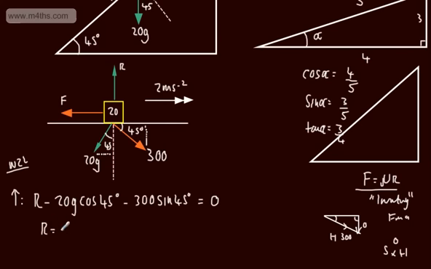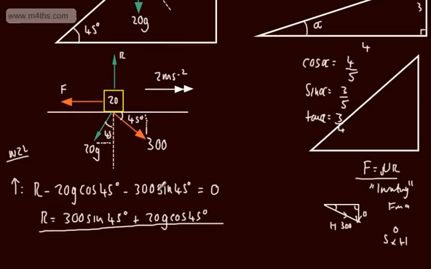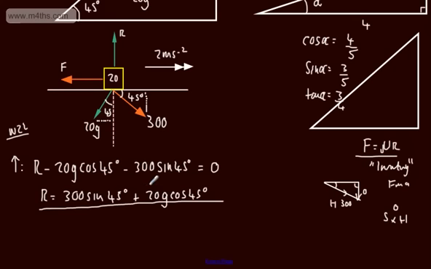So all we'd say then is R is equal to 300 sine of 45 degrees and then plus 20g cos of 45 degrees. So that's what I've got right there. So that's my value of R. And I'm going to come back to that. Okay, so that's a numeric value. Now let's consider what we've got just here. Now if I've got R, what I've got is a frictional force here.